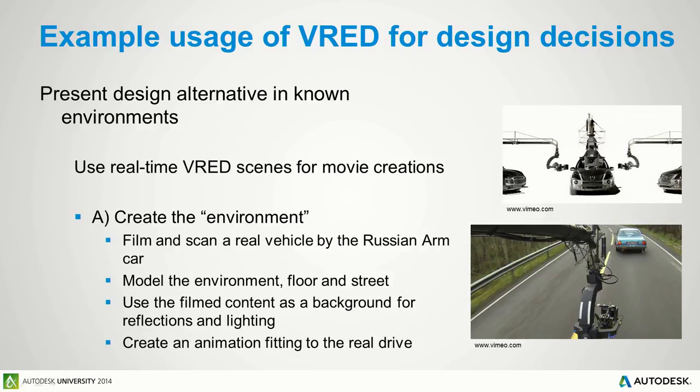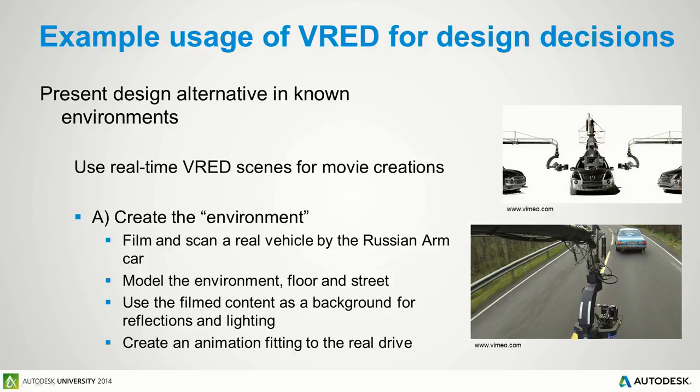So the first step was, this customer wanted to show his cars in real-life examples. So see your future designs driving on the highway, parking in the parking lot, driving in the city. So see the cars in an environment that is common and that is known. So they filmed and scanned a real vehicle with the Russian arm. Lots of scenarios. So a real car was driving in the front, and this car was filmed.